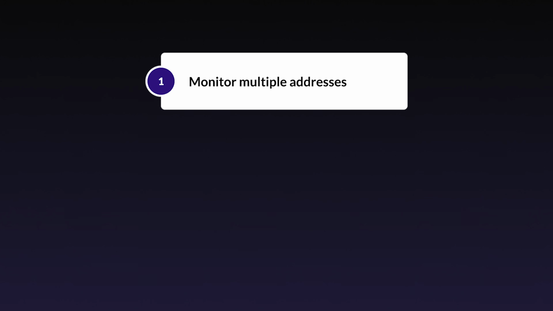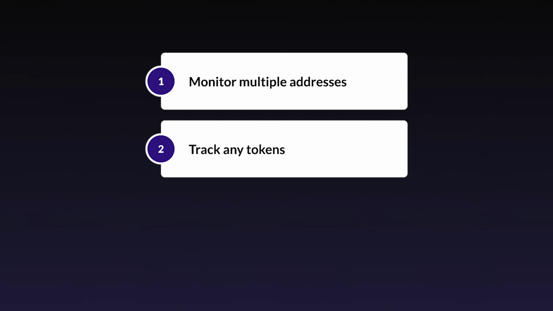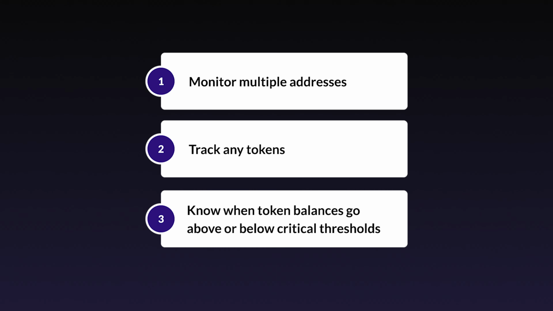That's it. You're now tracking both balance changes and threshold crossings for any token that you care about. You know, that means you can monitor multiple addresses, track any tokens, and know when token balances go above or below critical thresholds.